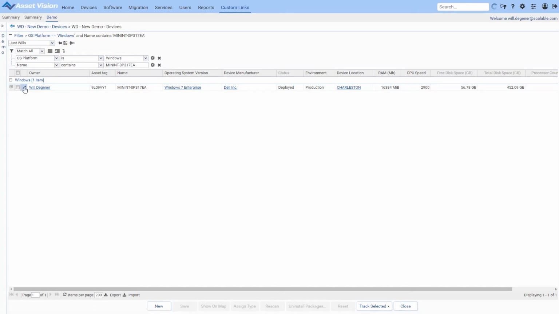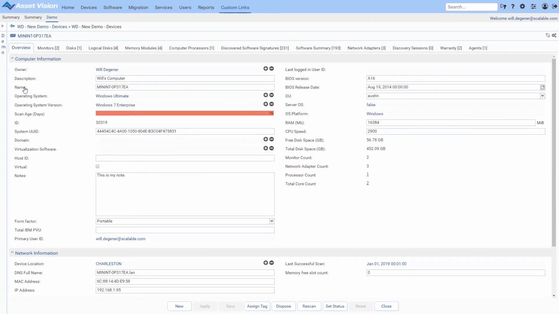So typically, and this isn't every data point, we collect hundreds. But computer information, owner, I'll come back to that. But description, Will's machine, his name, operating system version, system UUID, form factor, DNS full name, IP address, and as I said, we could then augment that with a location. And as much as I'd love to be, I'm not actually in Charleston, but this is my demo system. BIOS version, BIOS release date we talked about.